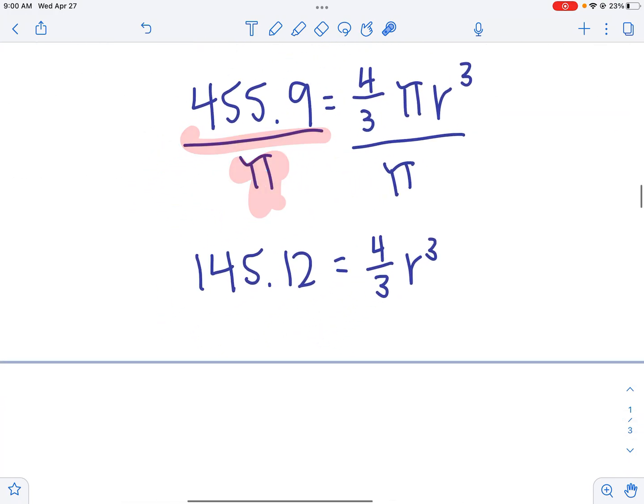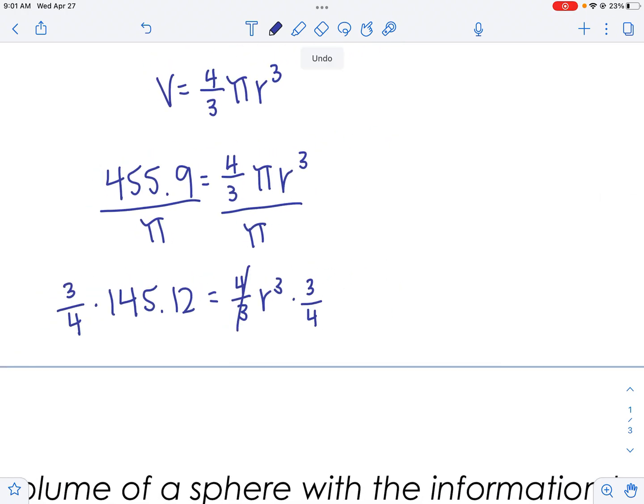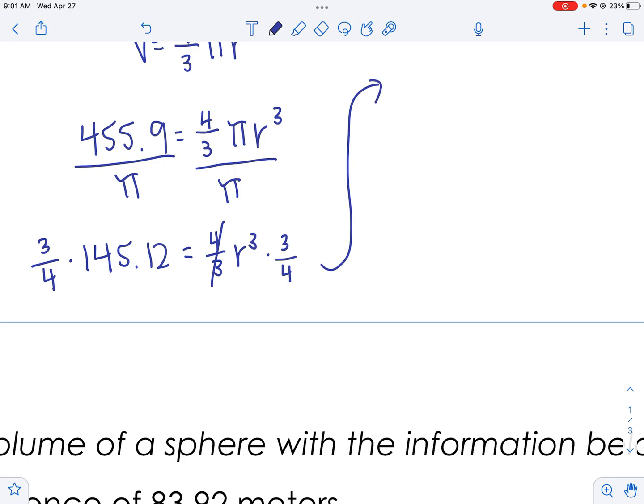Okay, so now I'm here. Think back. What did we do to get rid of 4/3? We did the opposite, so we multiplied by 3/4. So 145.12, and I'm going to multiply that by 3/4. So times 3/4, and we get 108.84. So that gets rid of that part. Now I'm pretty much down to the r cubed part.